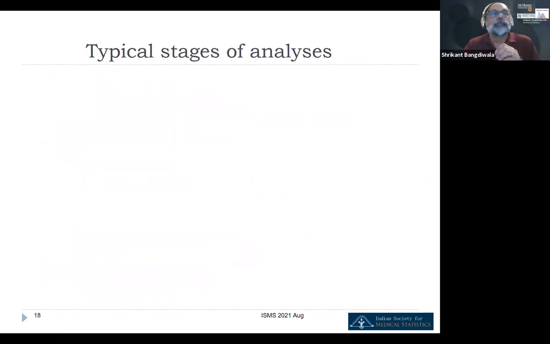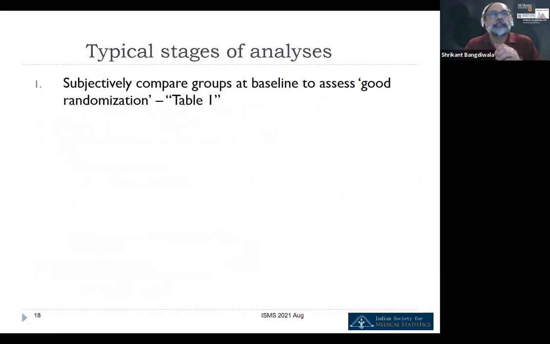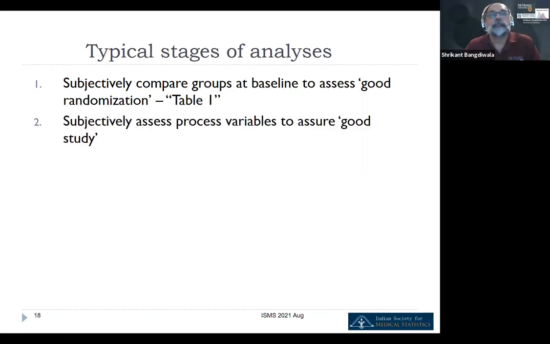So the stages are, first, every paper starts off with the famous table 1, which is a subjective comparison of the groups at baseline to assess randomization. Did it work? Yes or no? There should not be any p-values on this, but people in the past tend to do it. Nowadays, most journals will demand that you remove the p-values from table 1.